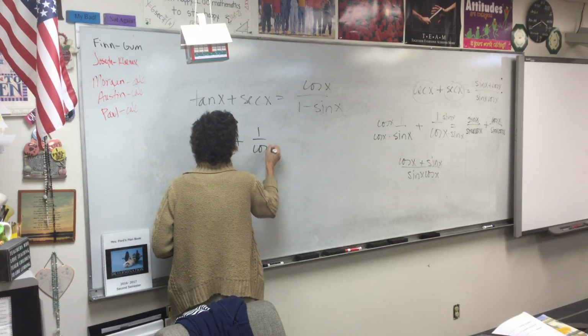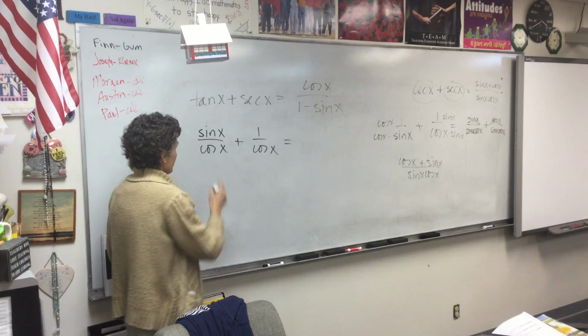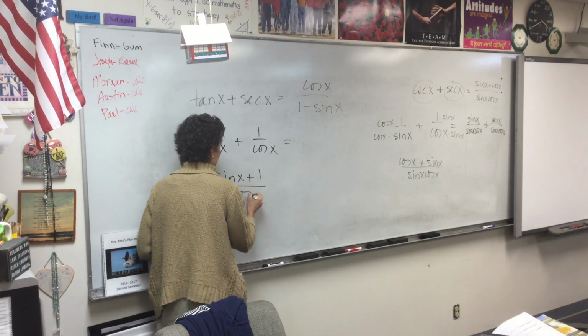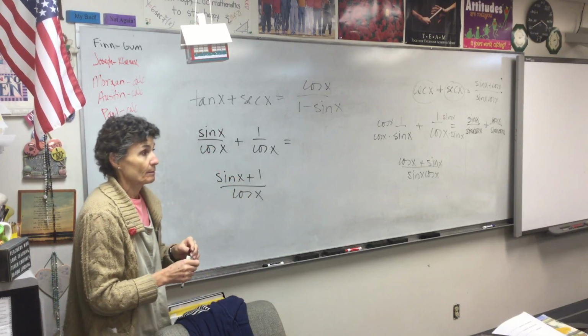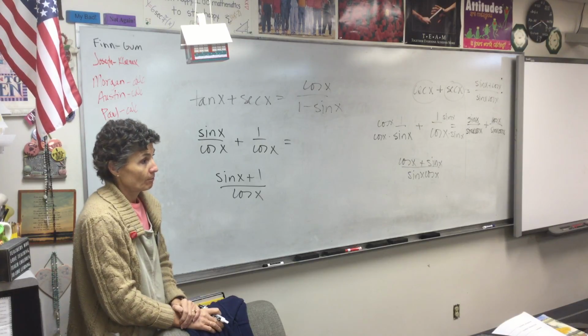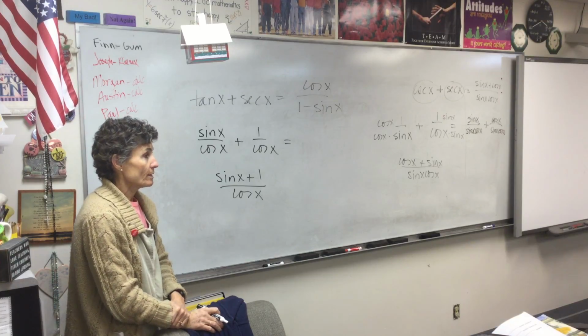Oh, this looks, this is a little harder. I thought it was going to be easy. But this leaves me with sine plus 1 over cosine, right? Which is not what I wanted. What am I going to do now? This one requires a little creativity.